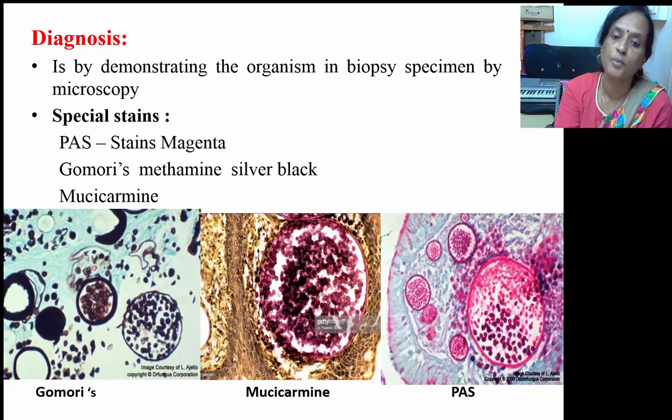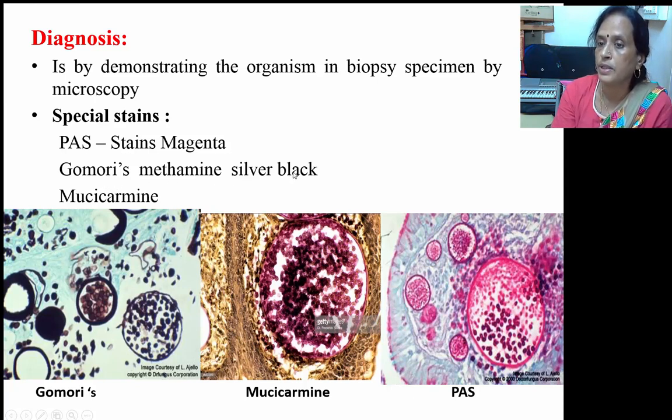So diagnosis here is, we said this cannot be cultured. So it has to be by demonstration of these organisms in biopsy specimen, how? By microscopy. Even just H and E stain is enough. Hematoxylin and eosin stain demonstrates this very well. Otherwise, if special stains are required, all of us know that one special stain we talk for fungal infections is PAS. What does PAS stand for? Periodic acid Schiff. This stains the organisms magenta. See the color you can make out. This is magenta.